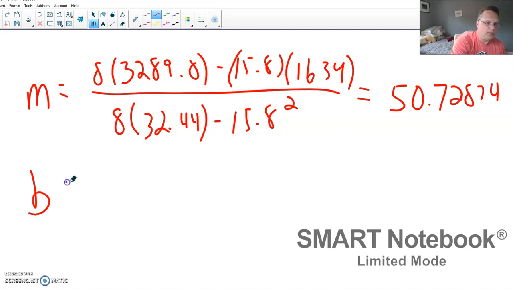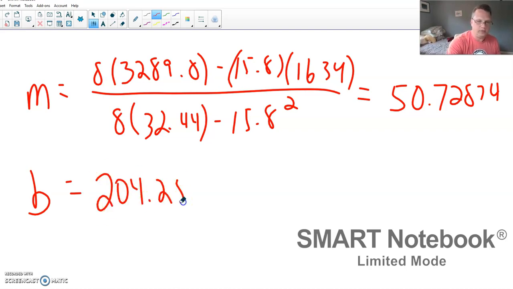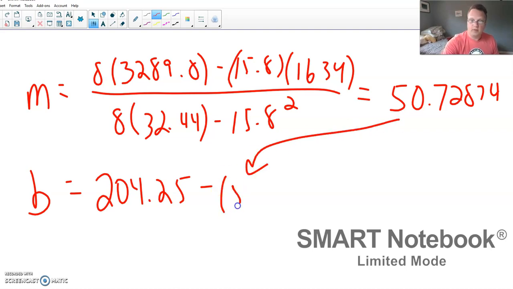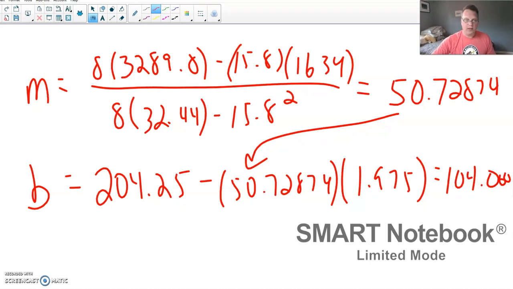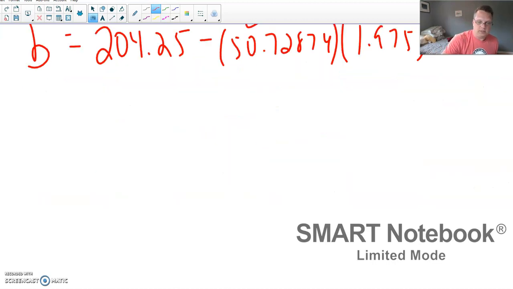Now your b, which is your y-intercept, uses the y bar, which is 204.25 minus, and it uses your m. You see how the m's in the formula? So that number comes down here. 50.72874 times the x bar, which is 1.975. See that all right there? Which is about 104.0607. So there you go, you got your m and your b.